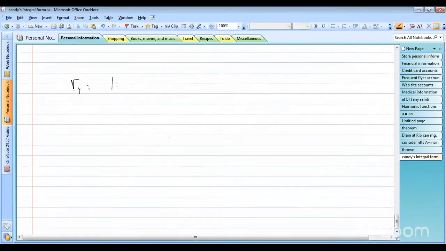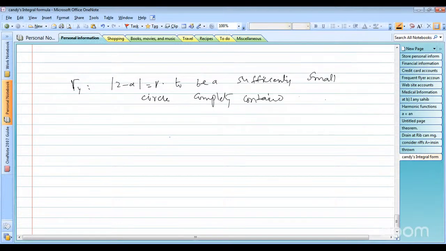Let gamma be z minus alpha equal to r, to be a sufficiently small circle completely contained in G. Then for any point z naught inside gamma r.